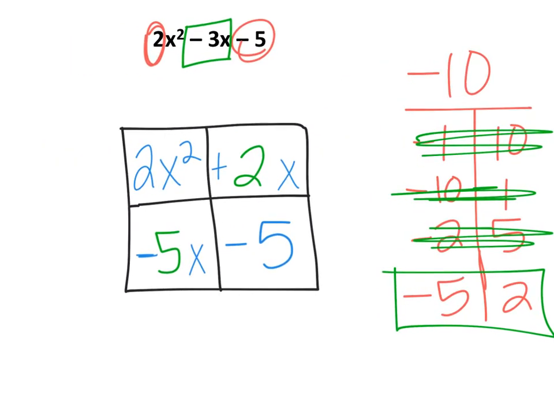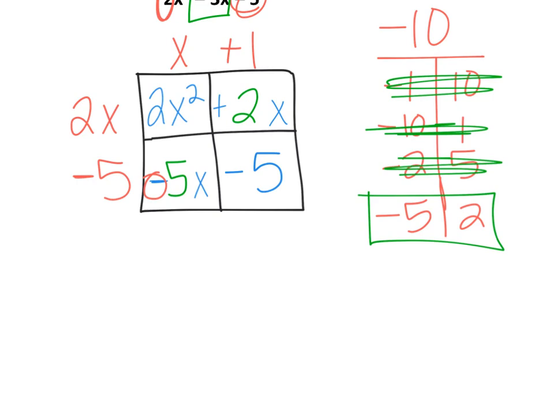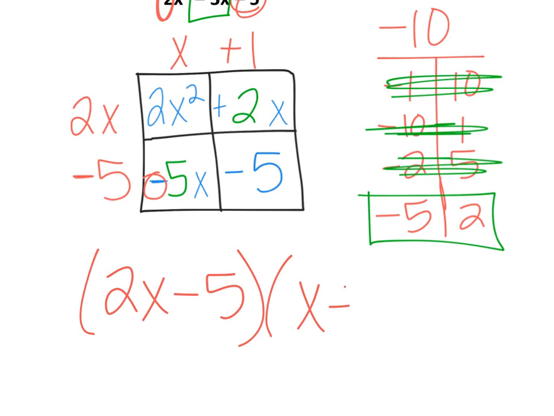Okay, so let's go ahead and fill out our factors of our box. First column, the only thing they have in common seems to be an x. In the second column, it appears nothing in common. So because it looks like there's nothing in common, we're going to do a plus 1. Okay, now we're going to look at our first row. They have a 2x in common, our greatest common factor. And then in our last row, there's a 5, but because it's negative, we pull out a negative 5. Okay, so our two factors are 2x minus 5 times x plus 1.